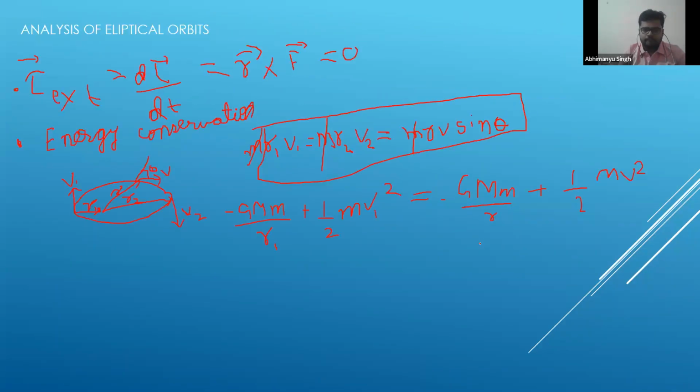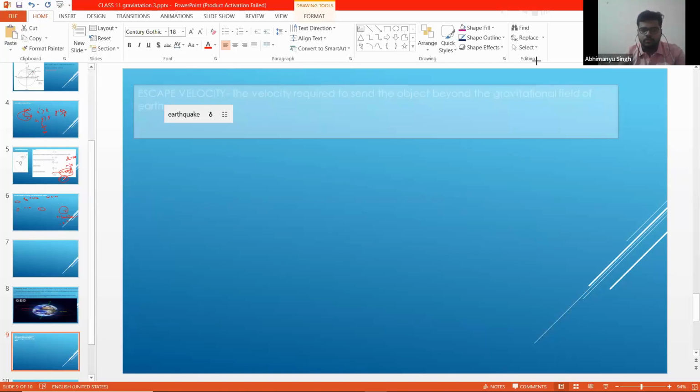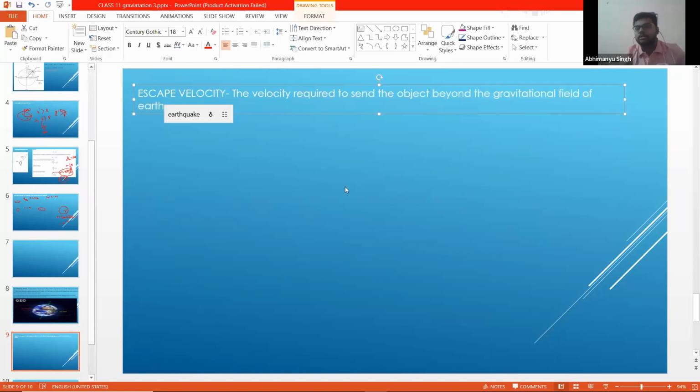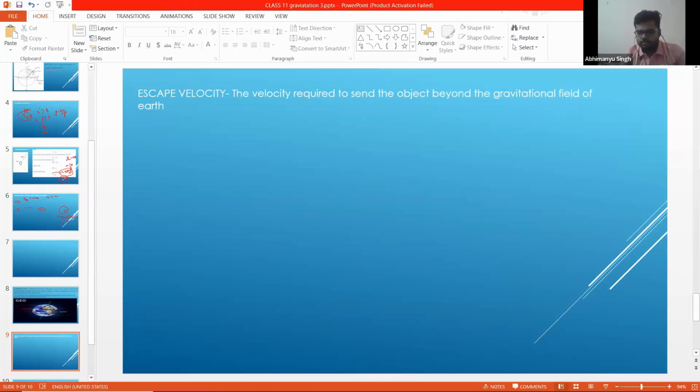Now we will move towards how to decide which orbit is which. But before that, let us discuss the concept of escape velocity: the velocity required to send an object beyond the gravitational field of Earth. So how do we calculate this?